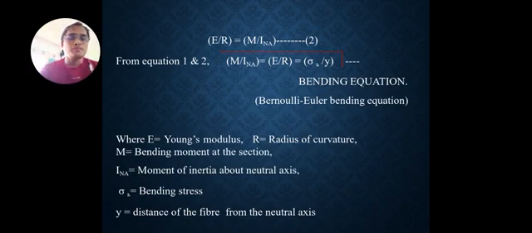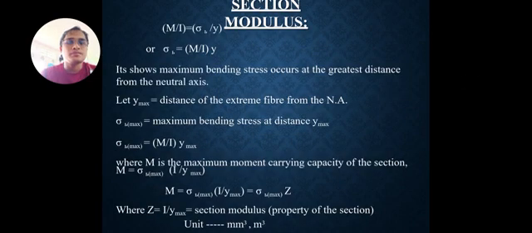Combining, M over I about the neutral axis is equal to E over R is equal to stress over y. This is the Bernoulli-Euler bending equation, where E is Young's modulus, R is the radius of curvature, M is the bending moment at the section, and I is the moment of inertia about the neutral axis O. And sigma is the bending stress, and y is the distance of the fiber from the neutral axis.